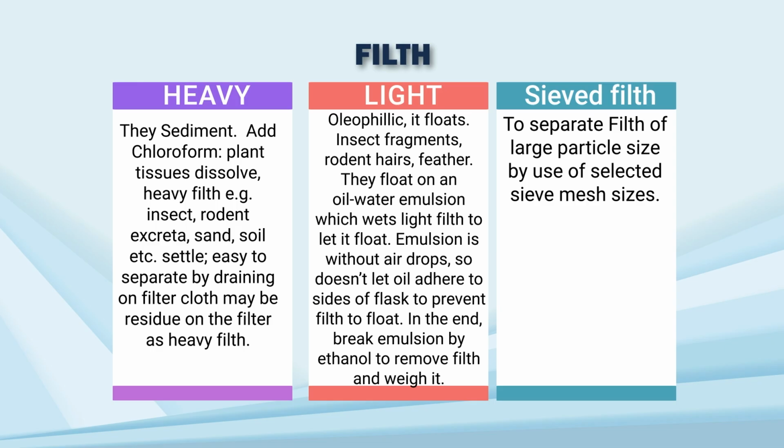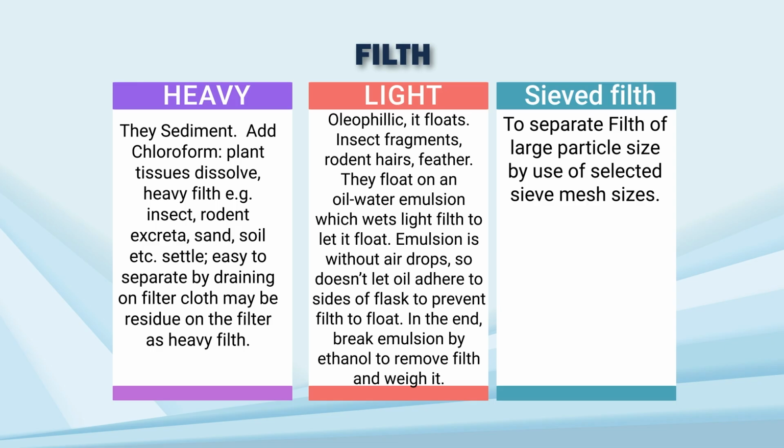There is light filth which is oleophilic. Oleophilic means it does not wet with water, so it is actually oil soluble filth. This kind of filth you separate by putting an oil in water emulsion into the system. The emulsion will float the lighter material and all others will remain there. After it is floated, you break the emulsion by adding alcohol and remove the filth by screening. You can also sieve the filth.